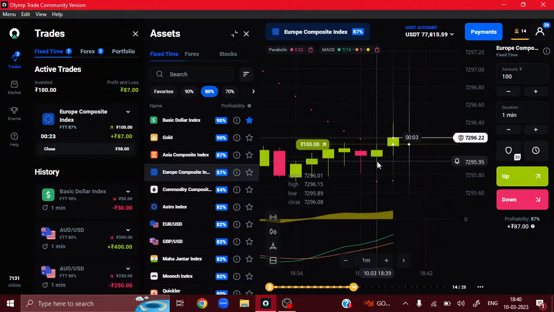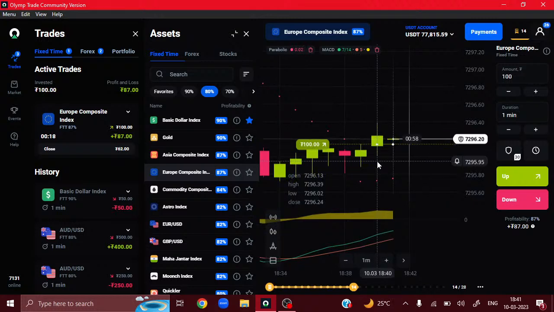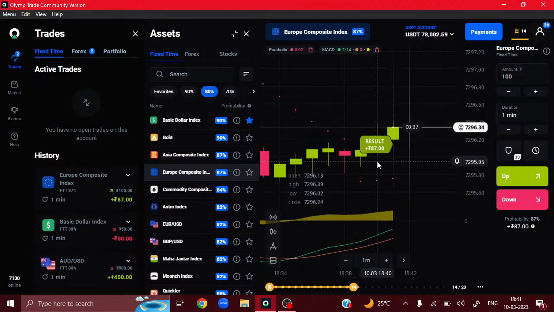So let us wait for this trade to close. If we win this trade, the previous loss will be recovered. All right. So guys, we won the trade and the loss is recovered. We are now in profit with $37. So now again I will return back to the basic amount.